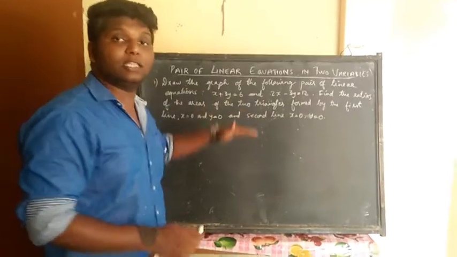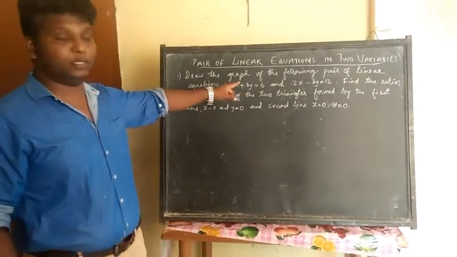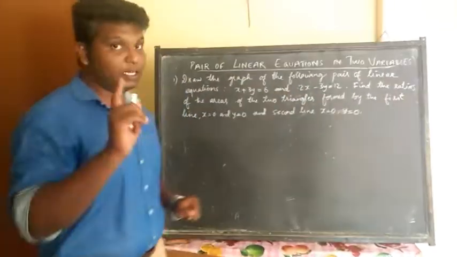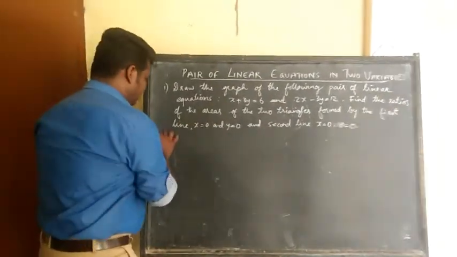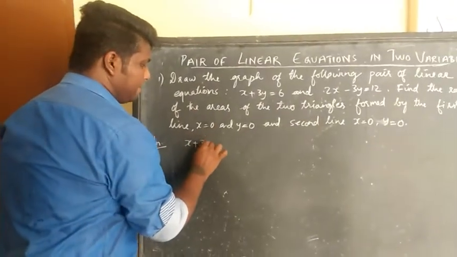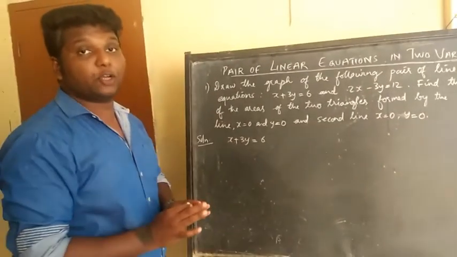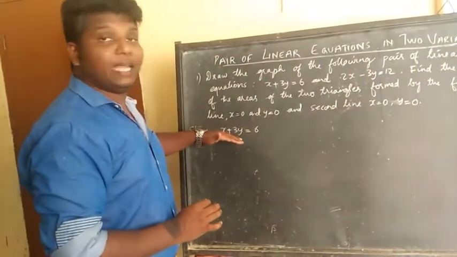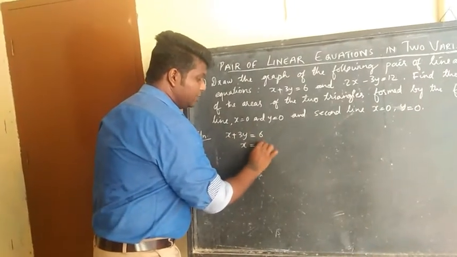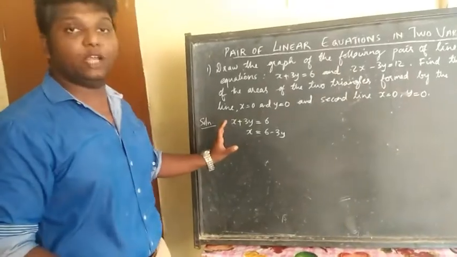So first of all, let us solve this quadratic equation. Sorry, this linear equation, which is in two variables. So this is the first equation, this is the second equation. Listen to it very carefully. Solution. First equation. We will write the first equation, and from the first equation, just make an equation for x. So here, x is equal to 6 minus 3y. Okay, you got an equation.